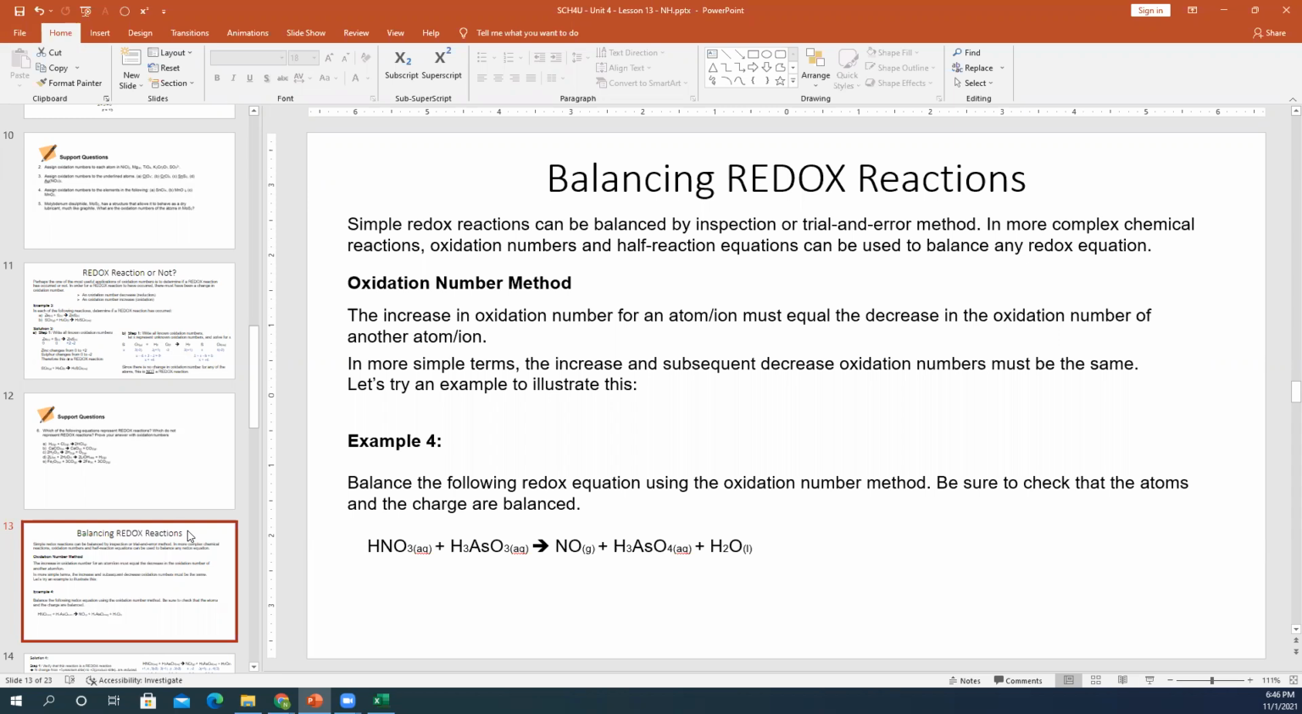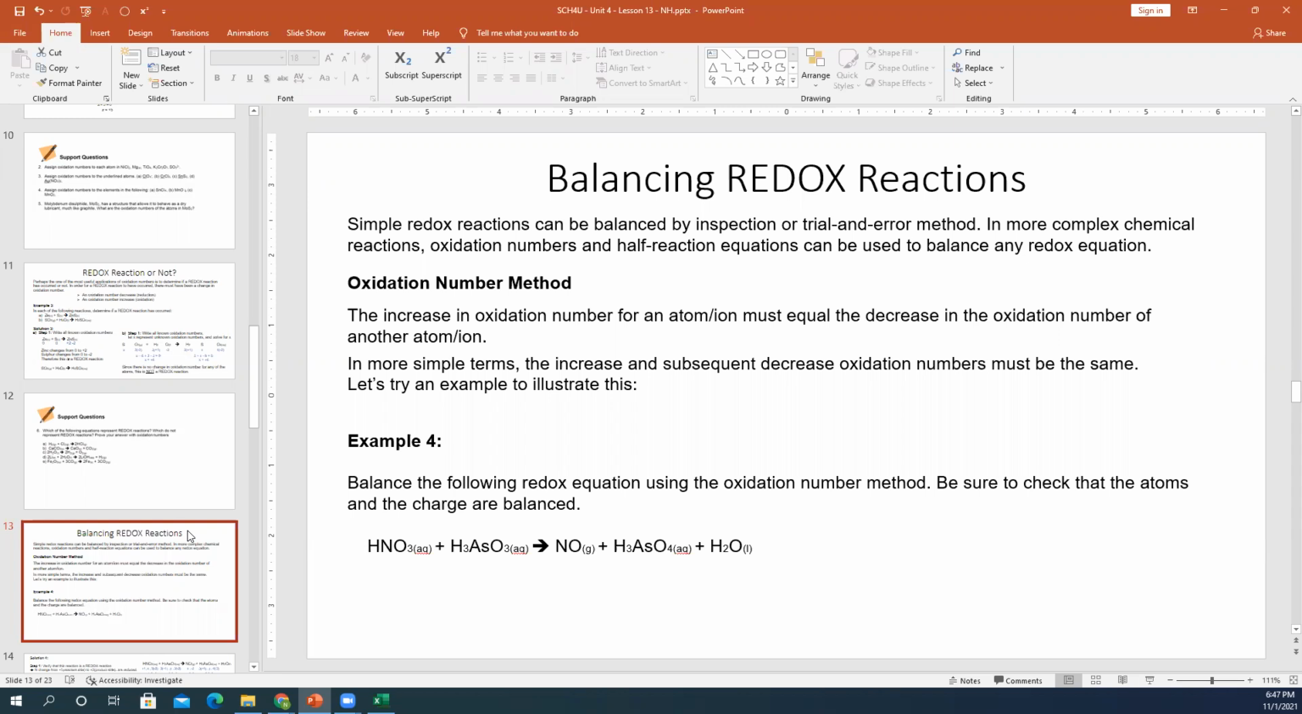And one method is called the oxidation number method. The increase in oxidation number for an atom or an ion must be equal to the decrease in the oxidation number of another atom or an ion. And that's the approach you're going to use to balance your redox reaction. If we want to think about it in simpler terms, the increase and the subsequent decrease in the oxidation number must be the same.